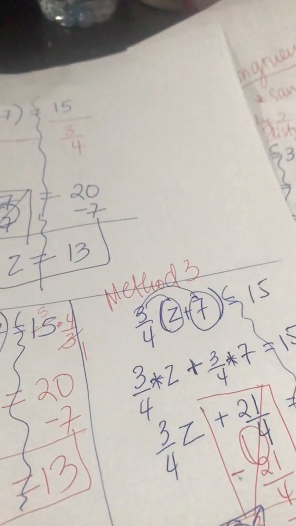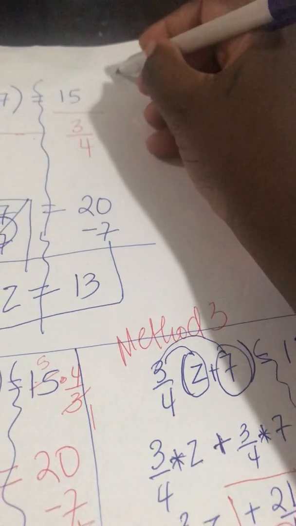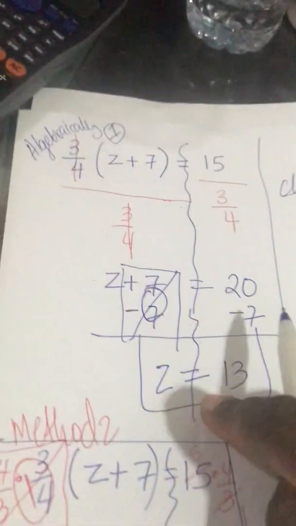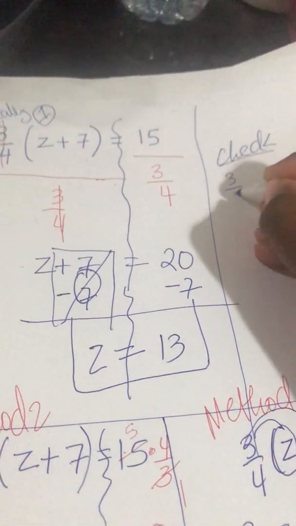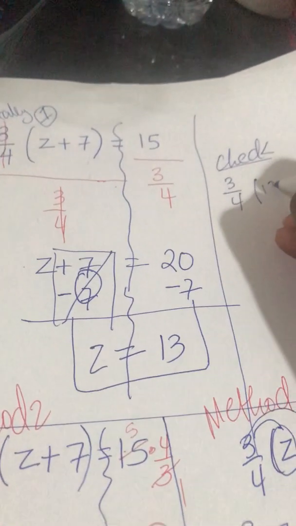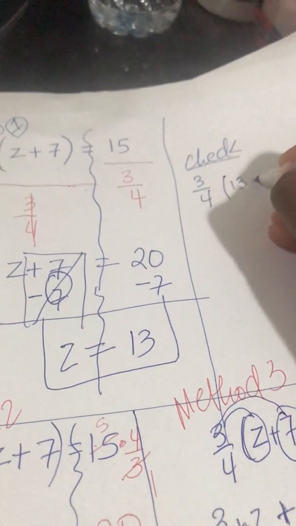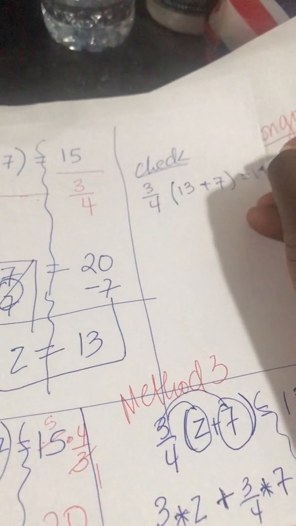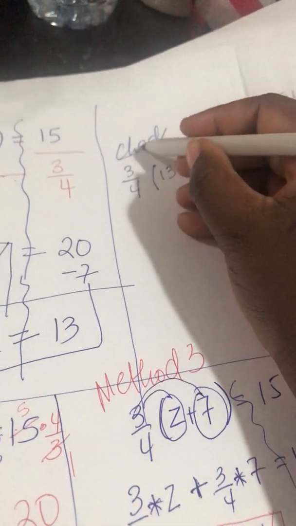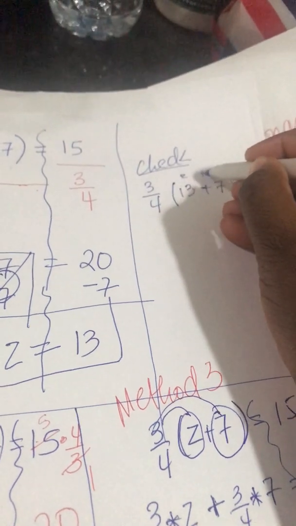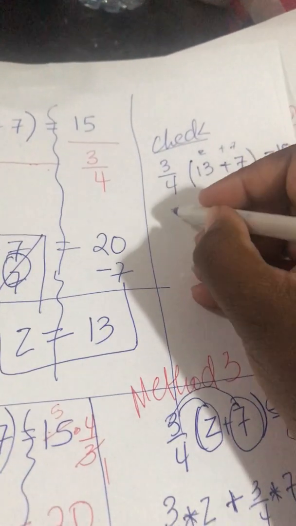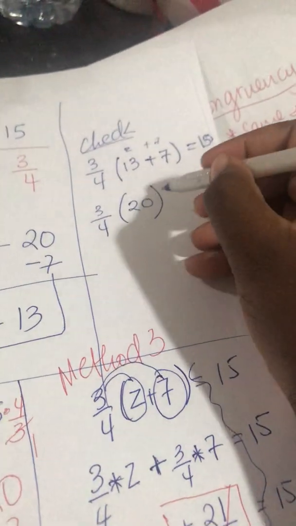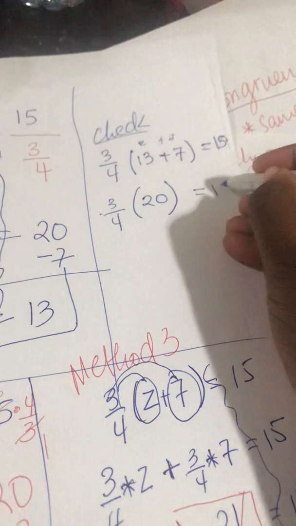Now, let us do the check. I will do the check here. So we have found that z is 13. So 3 over 4 times 13 plus 7 equals 15. Because this was z, z plus 7, like that. All right. 3 over 4 times 20, 3 over 4 multiplied by 20 equals 15.